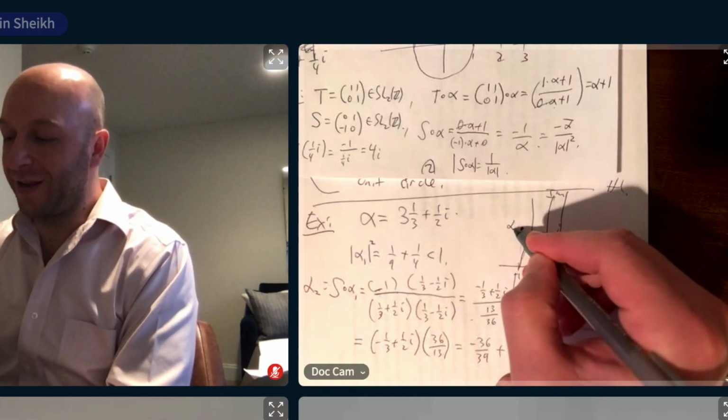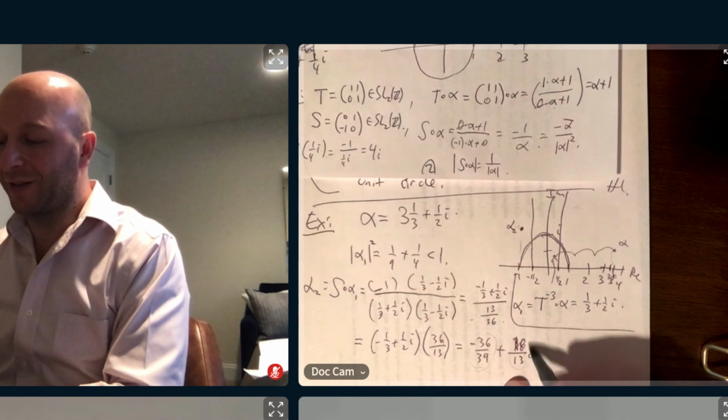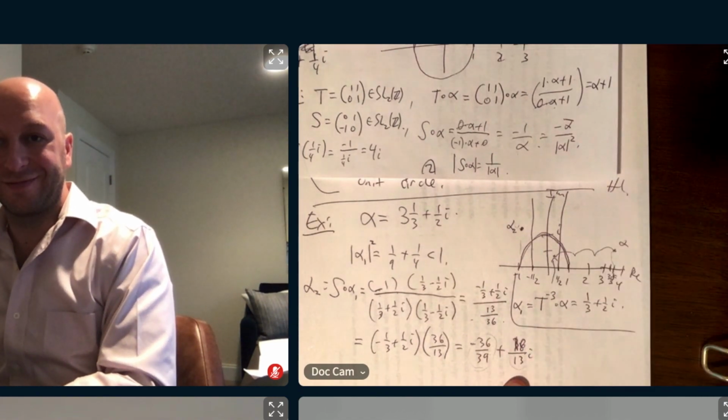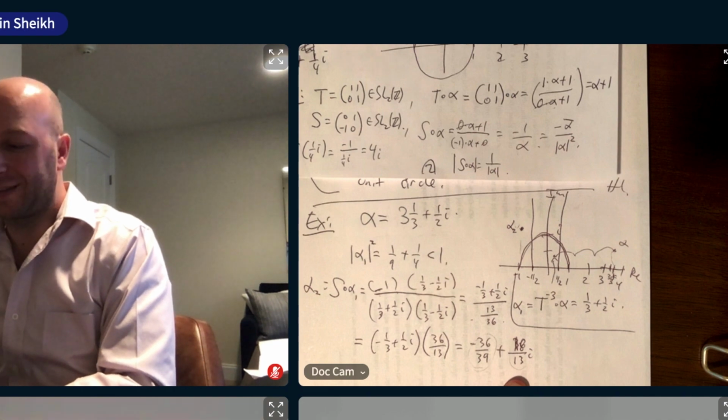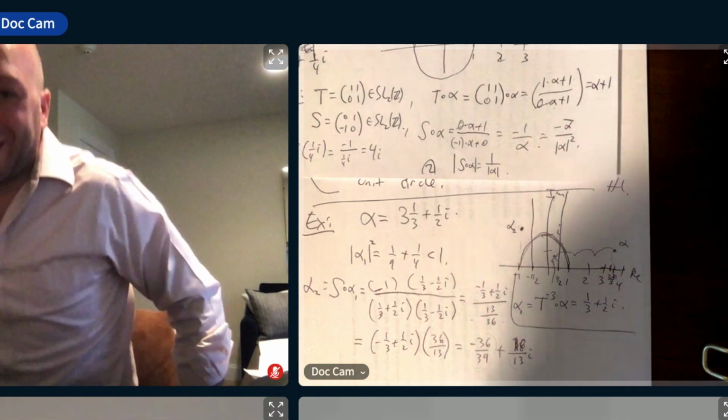Alpha 2 is right about here. It has real part close to negative 1, and it has imaginary part bigger than 1. So my question to you is, why do we want a point outside the unit circle? What's the use of that? Yes, I haven't explained to you why that makes it simpler.